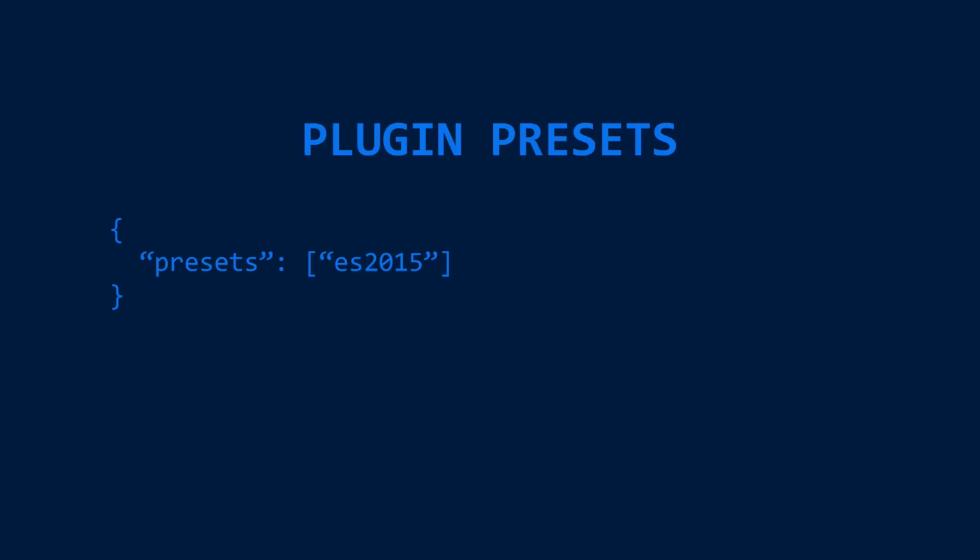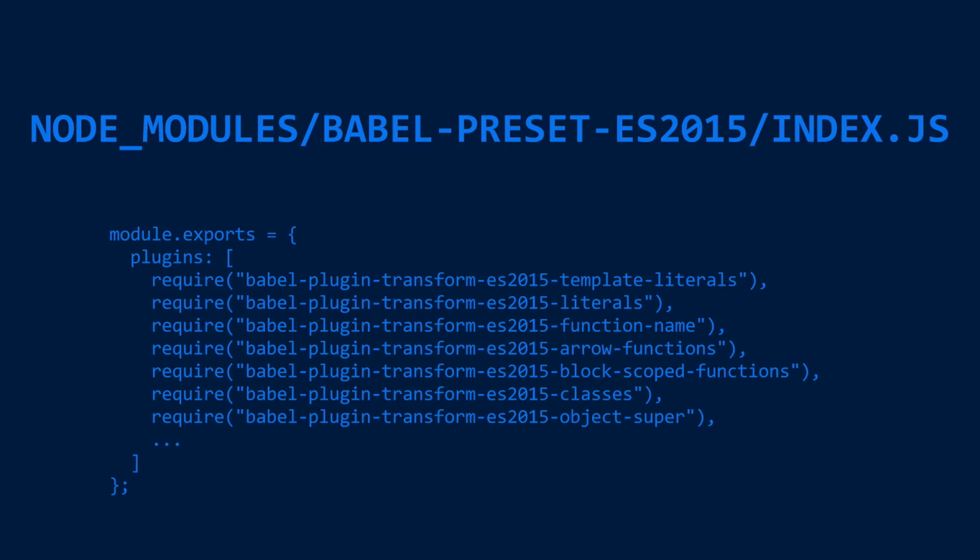So for example, this code that defines the ES 2015 preset option, the module for that would look something like this. Basically it just exports an object that's then merged back into the original options. One important thing to note about presets is that you don't have any control over what is actually included in a preset. So it's basically all or nothing.